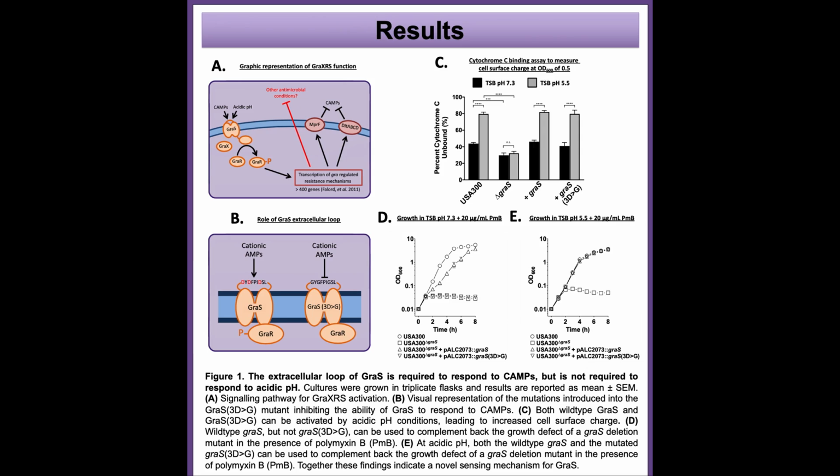However, in Figure E, while we see a very similar trend, we're now growing the bacteria at an acidic pH, which is able to activate our GraS system, as seen in 1C. Now, even that mutant form of GraS, that 3D to G mutant, is able to restore growth and allow the bacteria to grow in this inhibitory concentration of polymyxin B.